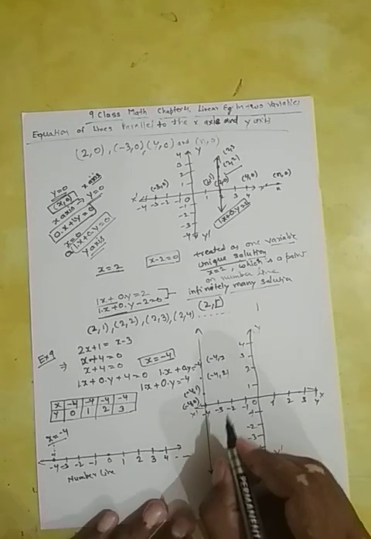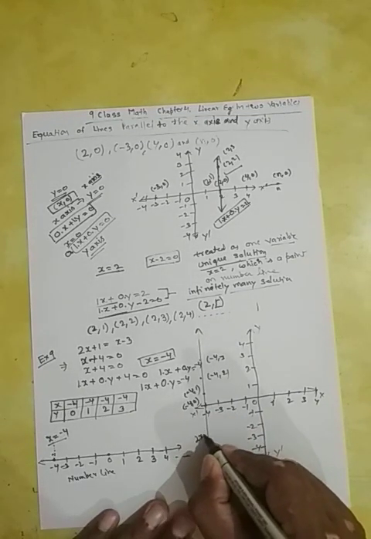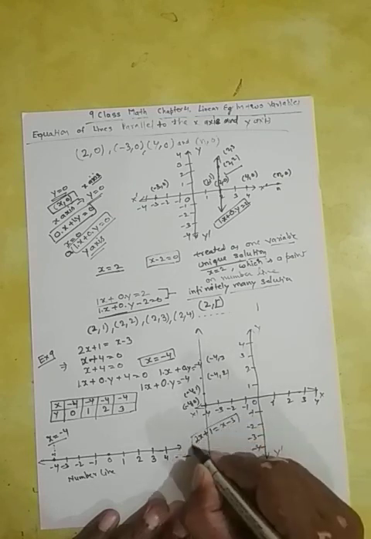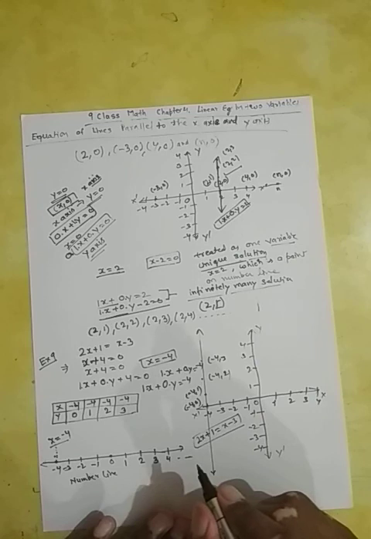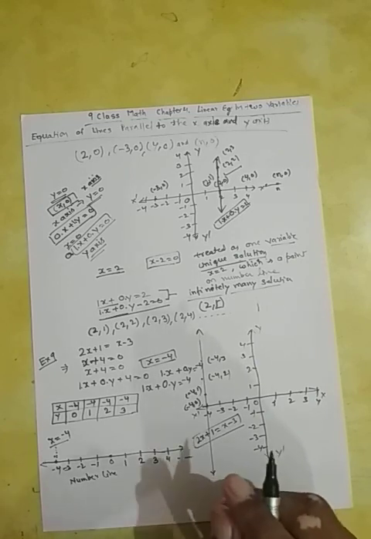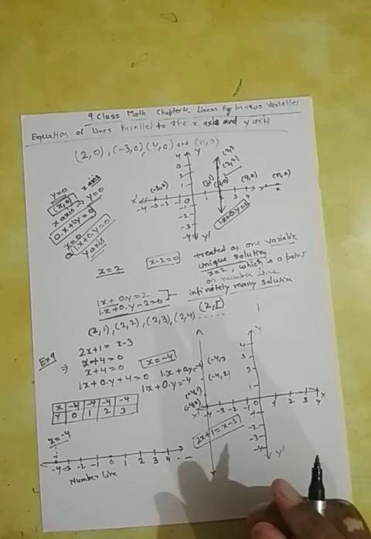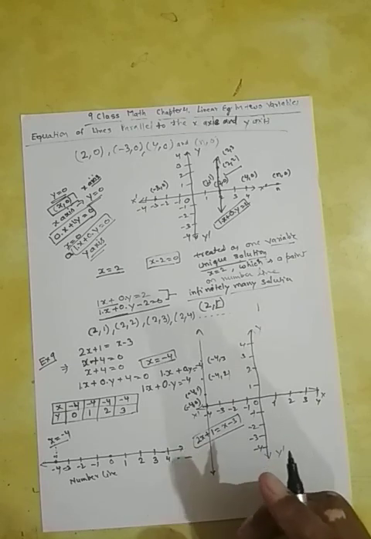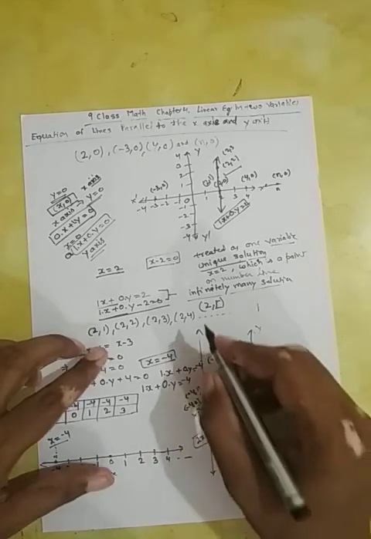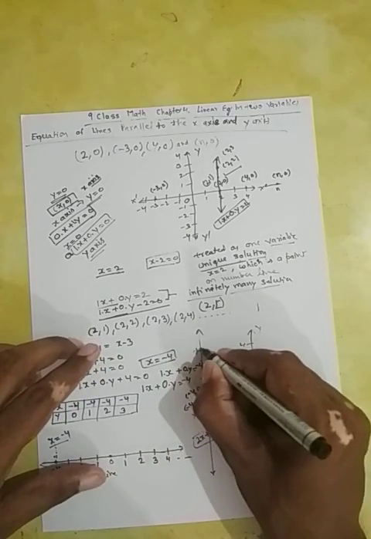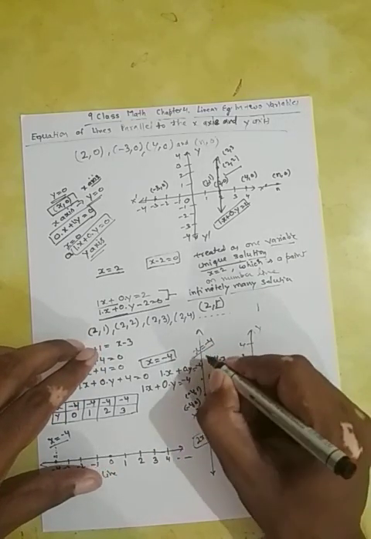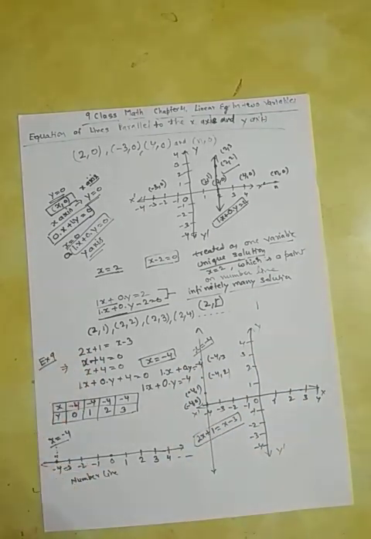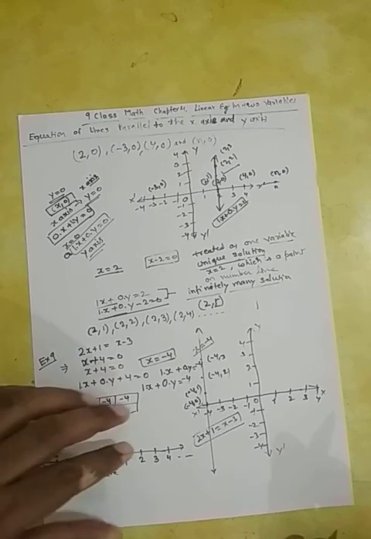But 2x plus 1 equal to x minus 3. Understand, friend? And in simple form, we have written this as x equal to minus 4. Now we solve the exercise.